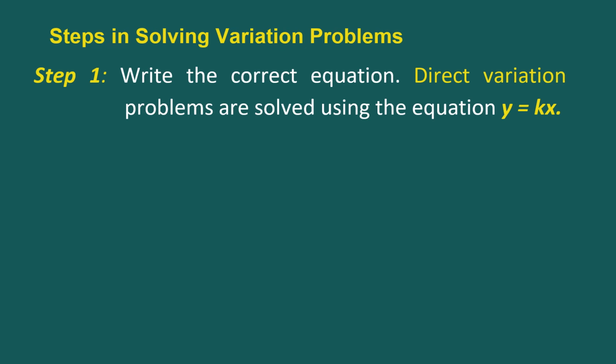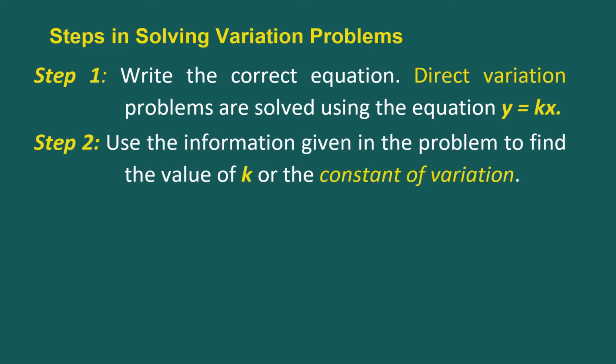Step 1. Write the correct equation. Remember that direct variation problems are solved using the equation y equals kx. Step 2. Use the information given in the problem to find the value of k or the constant of variation.